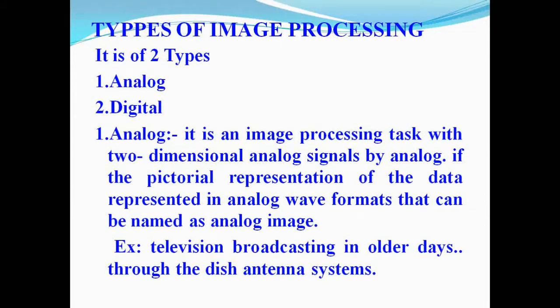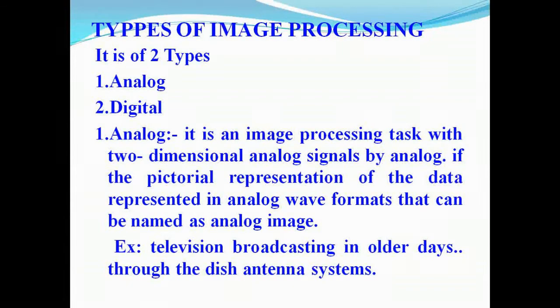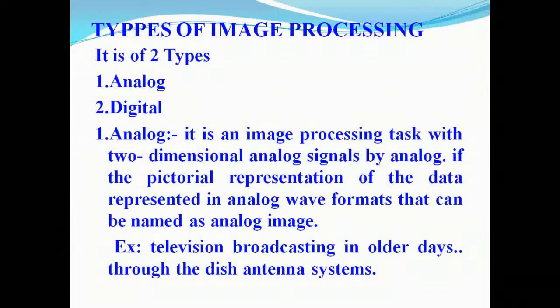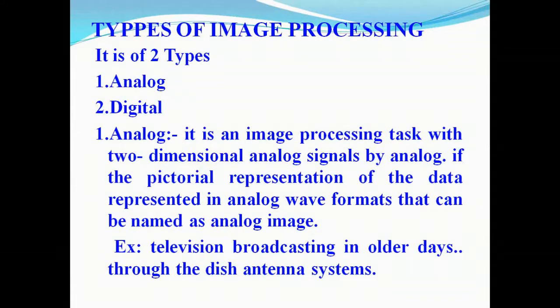In earlier days, television broadcasting happened through dish antenna systems. There were antennas, and through the antennas the waves were received. The broadcasting happened through your televisions or radio broadcasting mechanism, which used an analog signaling process. Those images were broadcast as signals, and those signals are called analog signals. That is one of the best examples of analog image processing.